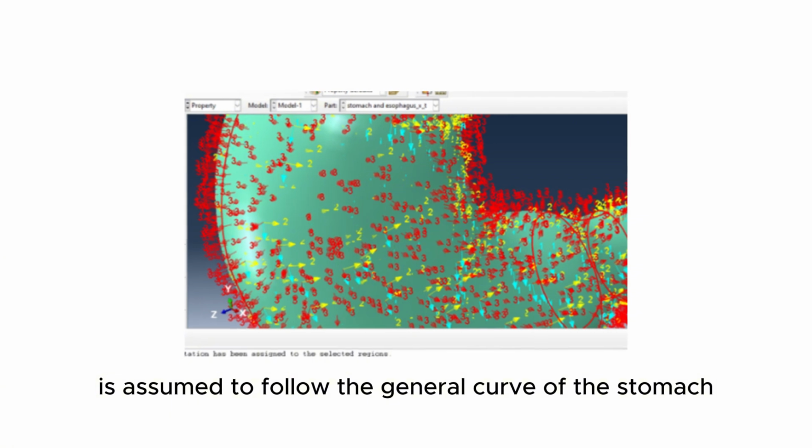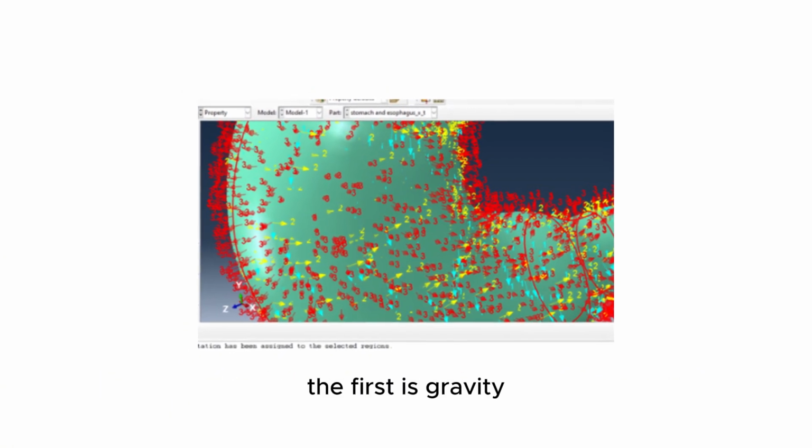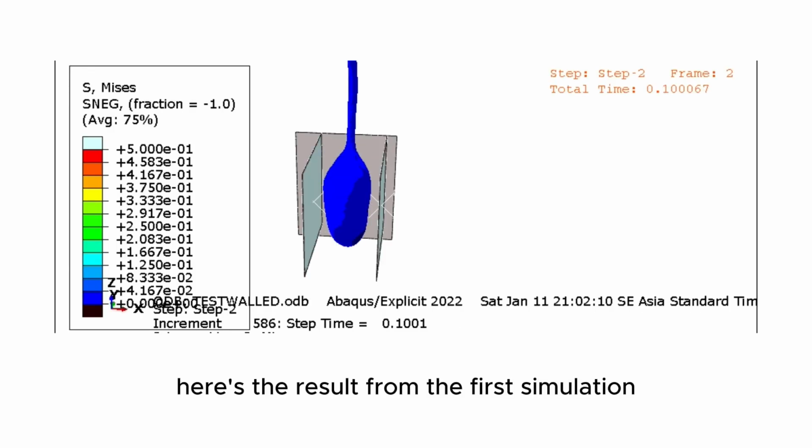The orientation is assumed to follow the general curve of the stomach. Two steps of the simulation. The first is gravity and the second is pressure application. Here is the result from the first simulation.